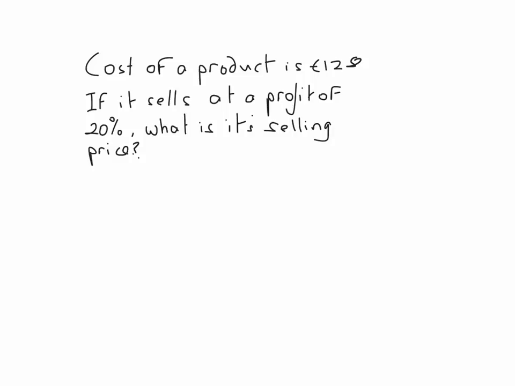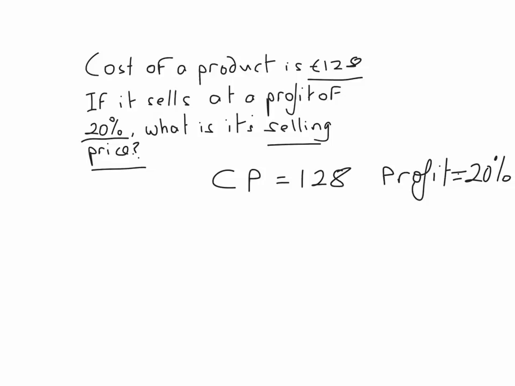Okay, so first thing I do with this question is I underline key data. So the cost of the product is 128 and the profit is 20%. And what we want to do is find the selling price. Now, you have to realize that the selling price is really the cost price plus the profit. So one way of solving this would be to get the profit of 20%, so that'd be 20% of 128, and then add the answer that you get onto the cost price, which is 128.